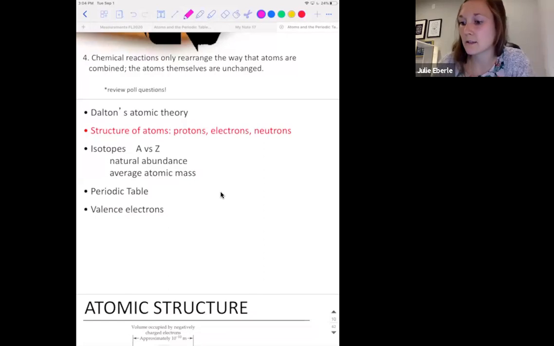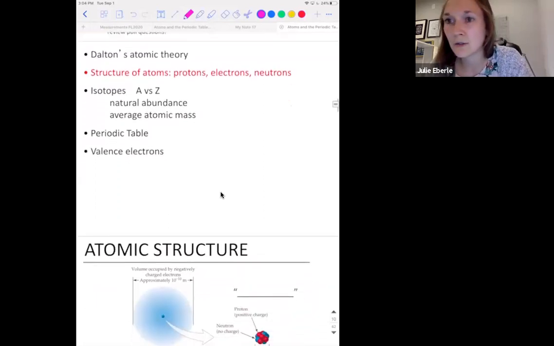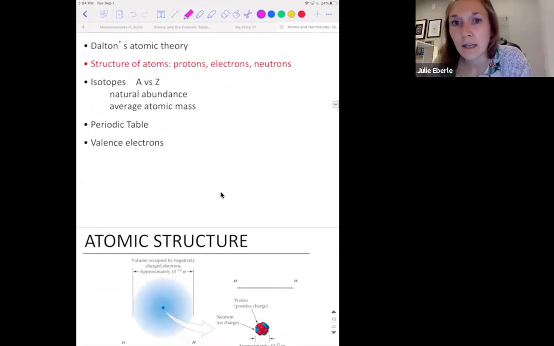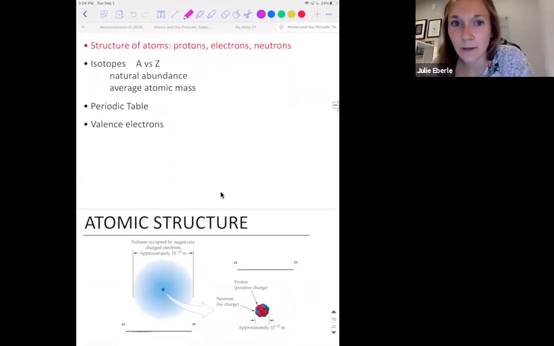So now that's the end of Dalton's atomic theory. We're going to get into the structure of atoms. We're going to talk about protons, electrons, and neutrons.